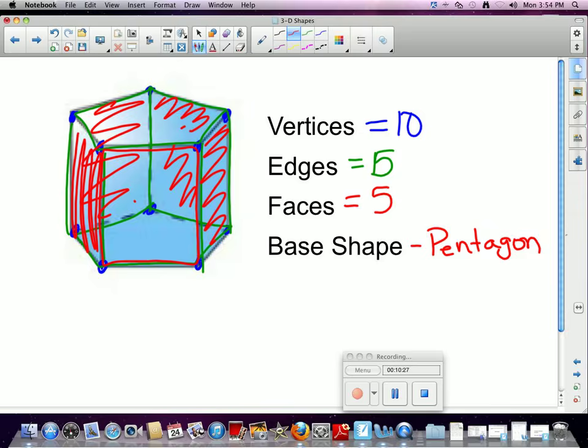So, let's go back. If I'm going to name this now, I name this by its base. This would be a pentagon. Now we put the suffix, pentagonal, and then we have to decide between a prism and a pyramid. In this case, it's a prism. So this is a pentagonal prism.